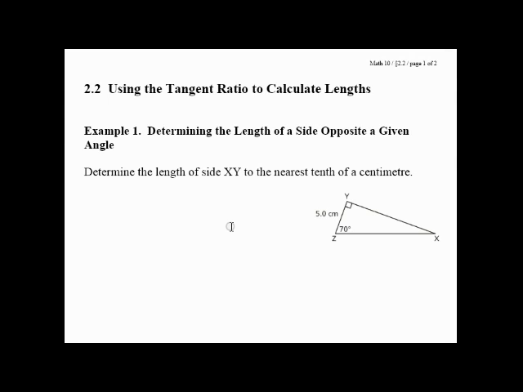In our last video, we did section 2.1, which was learning about the tangent ratio, and we used the tangent ratio to find an angle. This time we're going to use the tangent ratio to find an unknown length in a triangle. Again, this only applies to right triangles. So the question here is to determine the length of side xy to the nearest tenth of a centimeter.